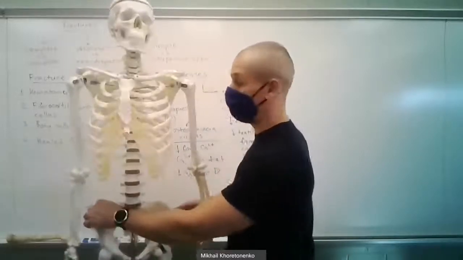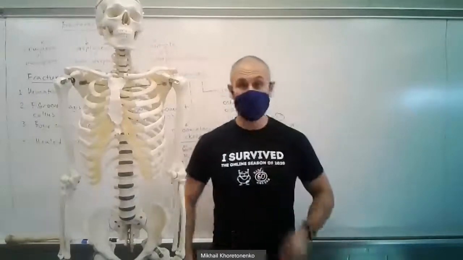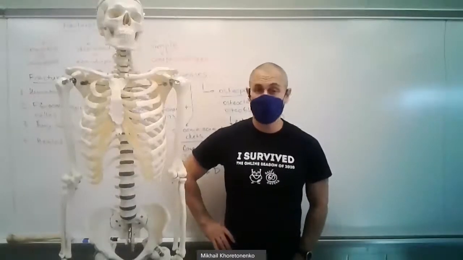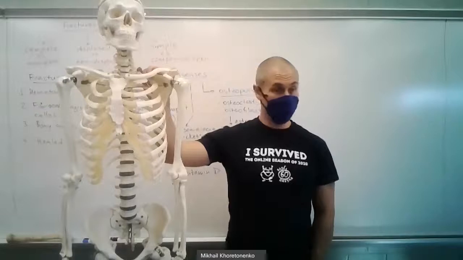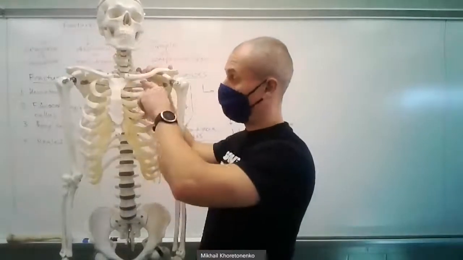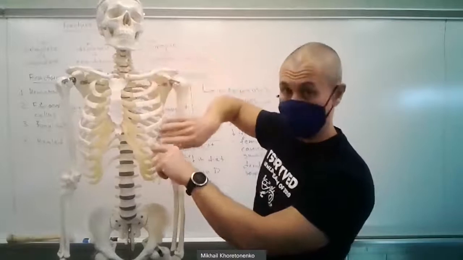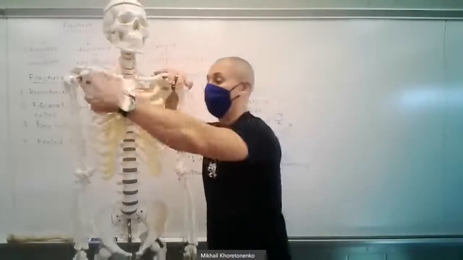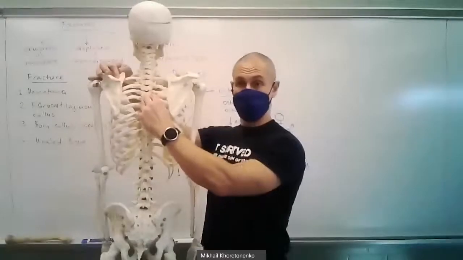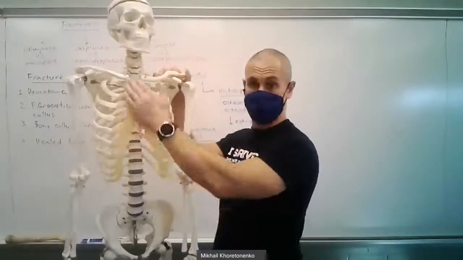Ribs. This is fairly straightforward. I can't fight the temptation of saying that yes, men and women have the same number of ribs. I was asked this before. Now, 12 on each side, so 12 pairs. Ribs 1 through 7 are called true ribs. Another term for them is vertebrosternal. The head of these ribs articulates with the vertebrae, and the shaft articulates with the sternum.